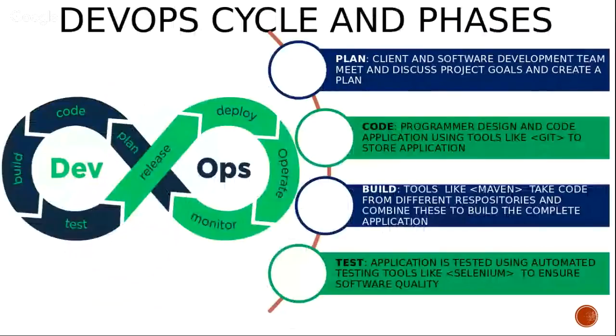DevOps cycle and the phases. One of the major points of DevOps is automation. It has to be automated. Most of your practice has to be automated. Each phase has to be automated so that it will be faster. The main aim of DevOps is to be faster than the Agile model. It's not that the Agile model is bad, it's just to improve on the Agile model. So it has to be faster than the Agile model.